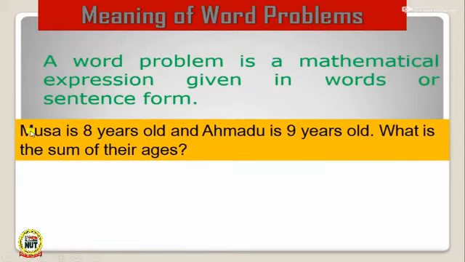For example, the example we gave earlier on, which I asked you to task your brain with: Musa is 8 years old and Amadu is 9 years old. What is the sum of their ages? Typically speaking, this is an example of a word problem. Remember the other time we said sum in mathematics means addition. So if Musa is 8 years old and Amadu is 9 years old, what would be the sum of their ages? In this case, you are expected to add their ages together.